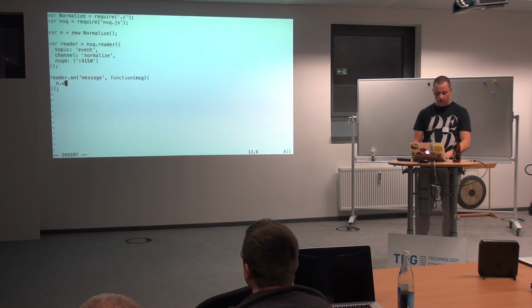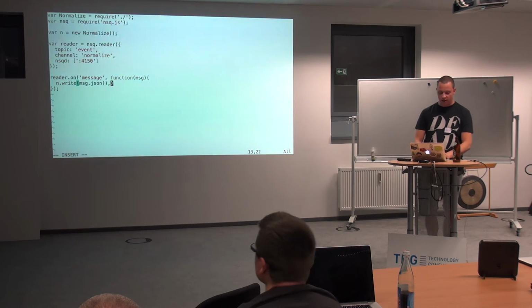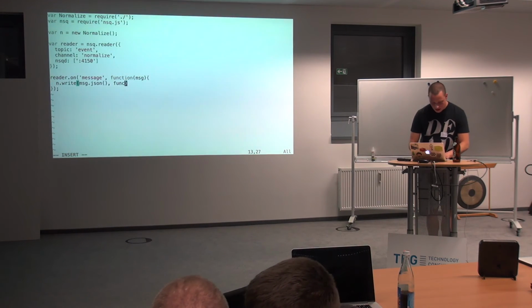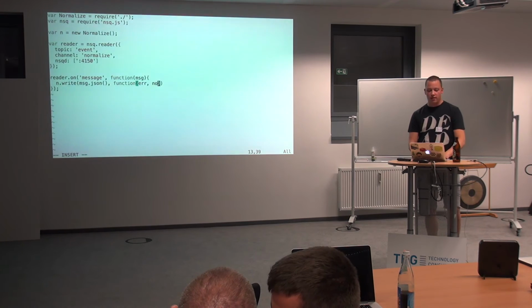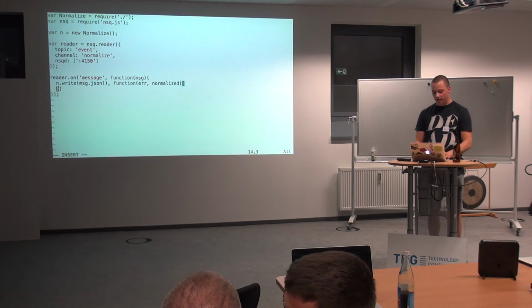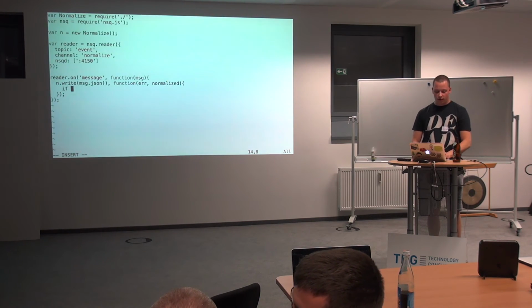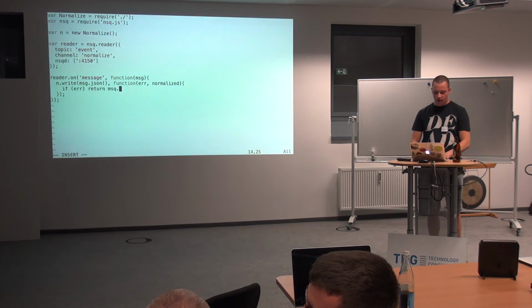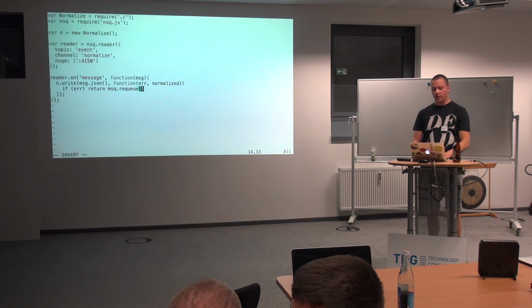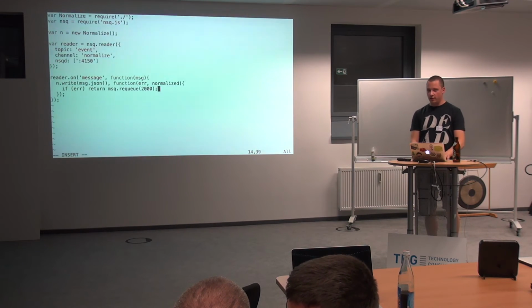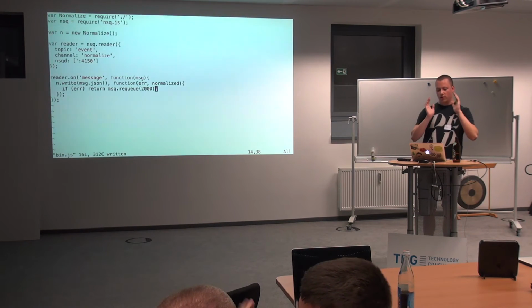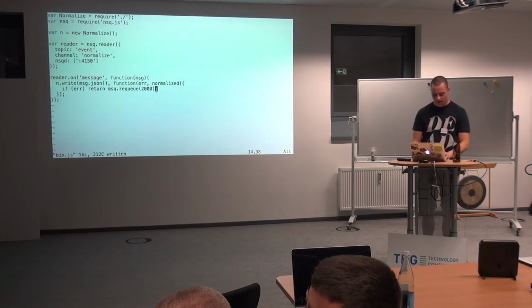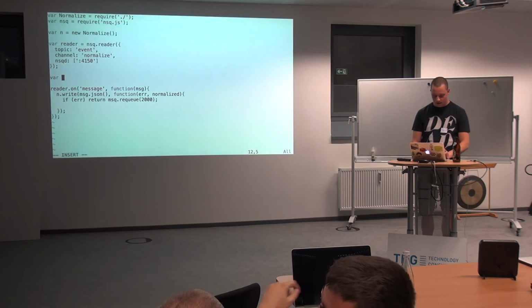And every time we get a message from the event channel, we're gonna write it to our normalizer. In this case, this message as JSON. Then we get an error and a normalized message. And if we have an error, we requeue the message. So this means after 2 seconds, NSQ will give it to another consumer again. And otherwise, we'll republish it for the buffer service.